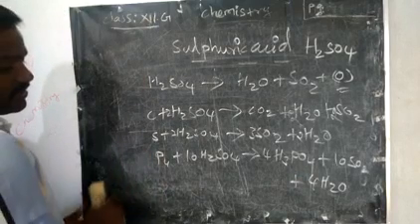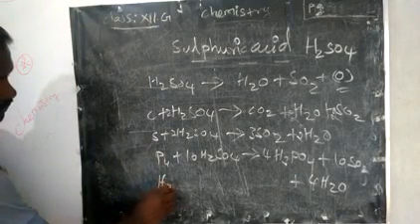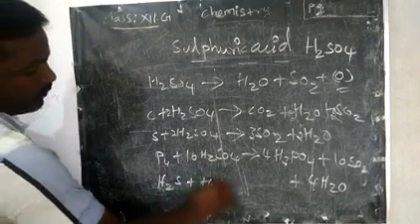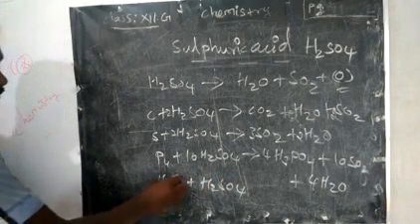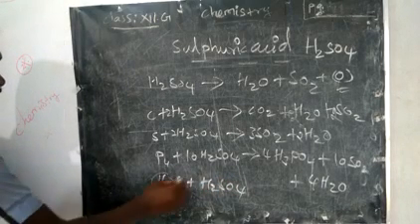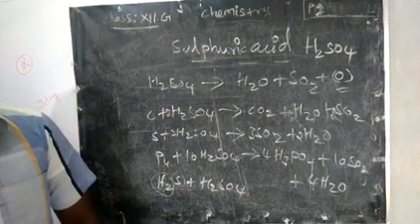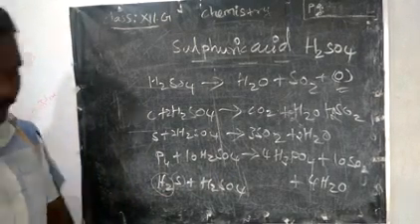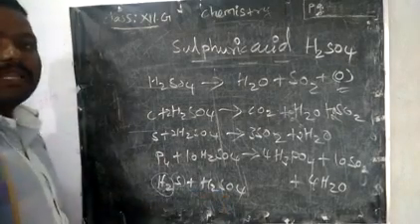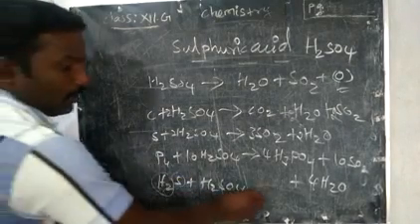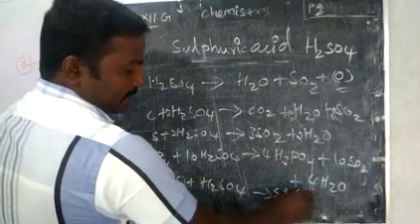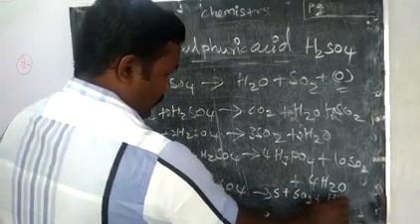Next, hydrogen sulfide, H2S, with H2SO4. Simple, it will form water. The S may be removed as sulfur dioxide as well as sulfur. See, from sulfate we will get SO2. This is sulfur alone separated. S plus SO2 with water.